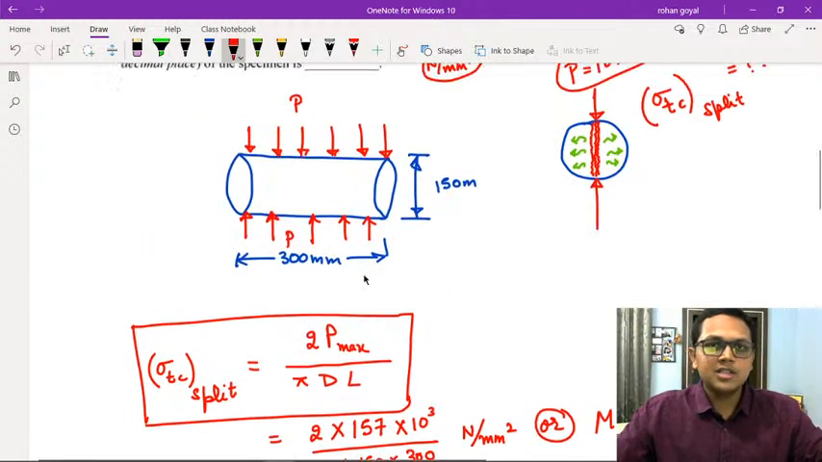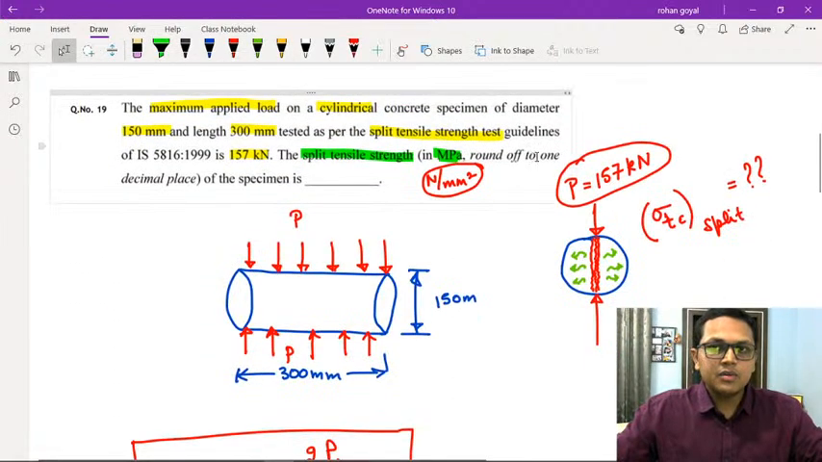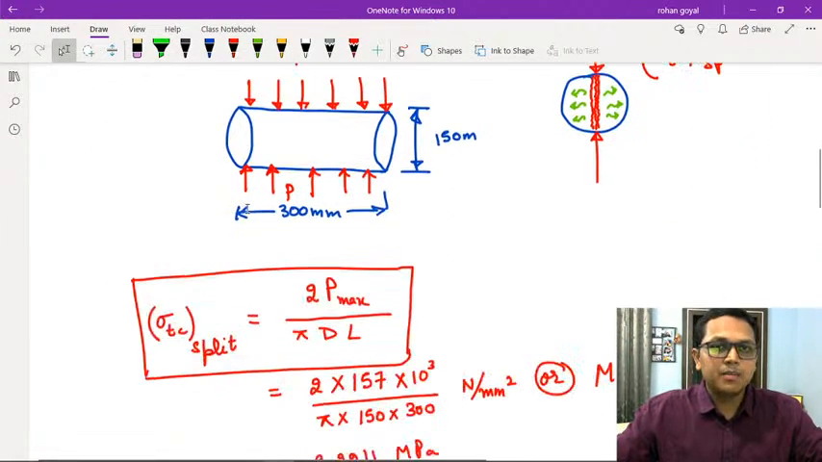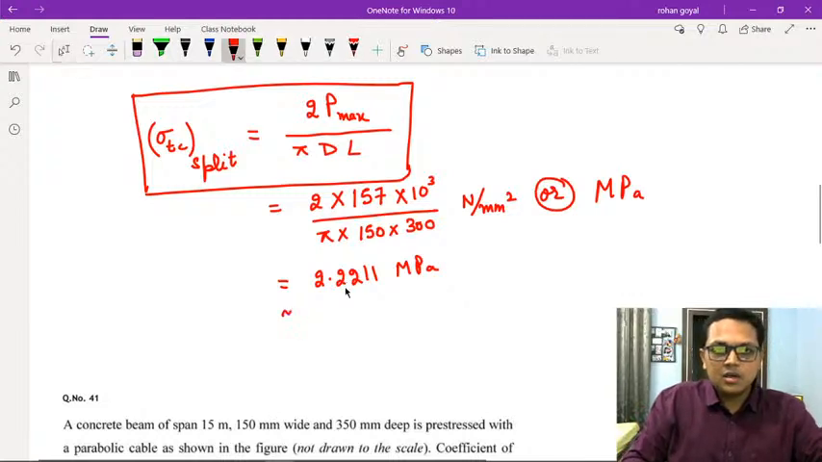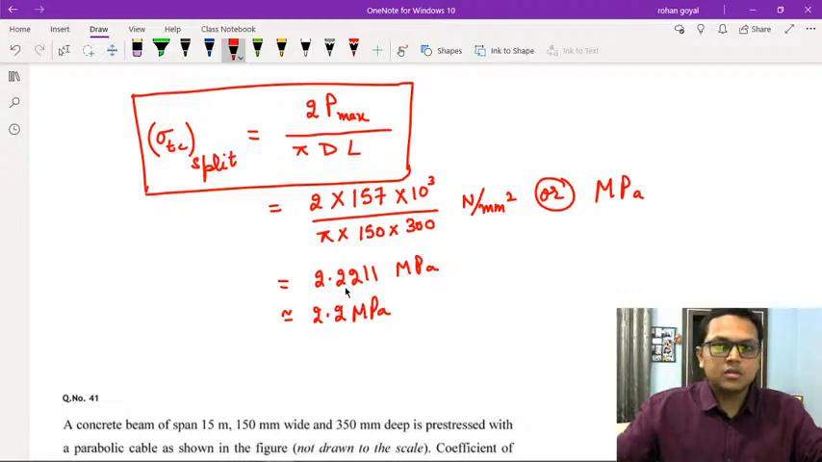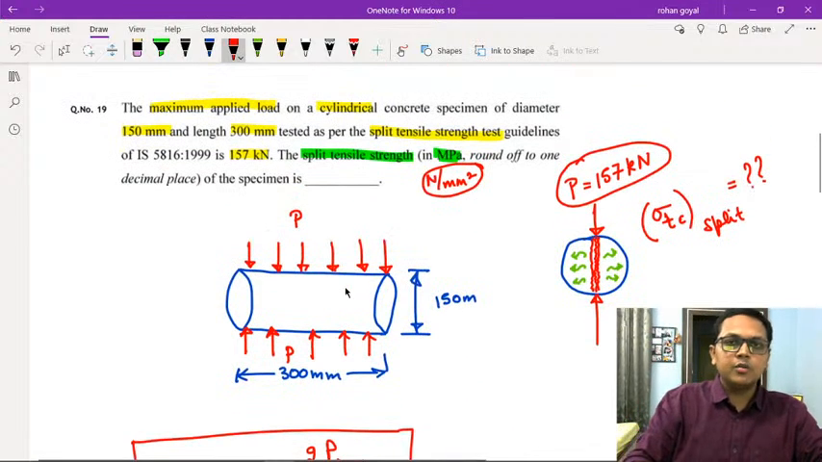Now in the question it is asked that we have to round off to 1 decimal place. So rounding off to 1 decimal place, it will be 2.2 megapascal. So the answer to this question will be 2.2 megapascal.